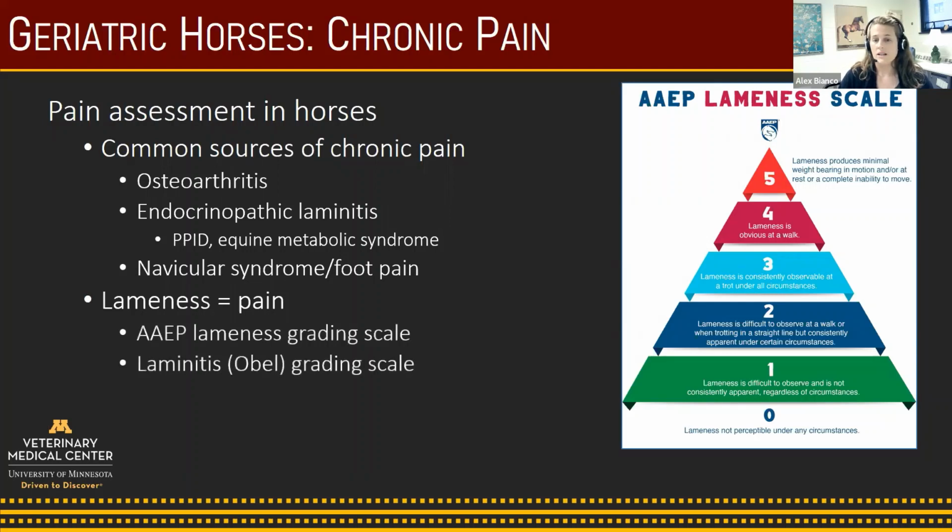So we use this AAEP lameness scale, and I put it here just for your reference, from 0 to 5, with 0 being not lame and 5 being non-weight bearing, like the horse will not walk on the leg, it hurts so much. There's also a lameness grading scale for laminitis. This is specific, used to help distinguish at what point is the horse lame. Are they lame at a walk? Are they lame only when we're asking them to lunge in a circle on soft ground, trying to give a better characteristic of how much pain they're suffering from?